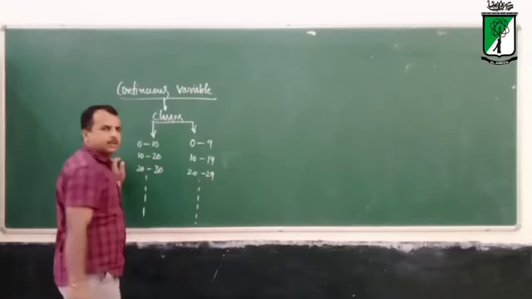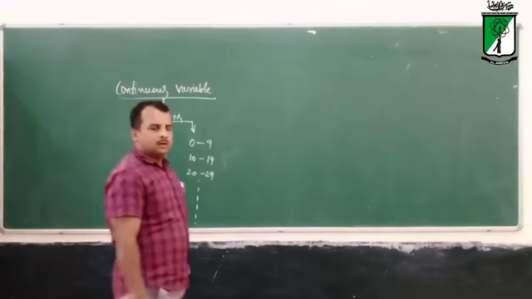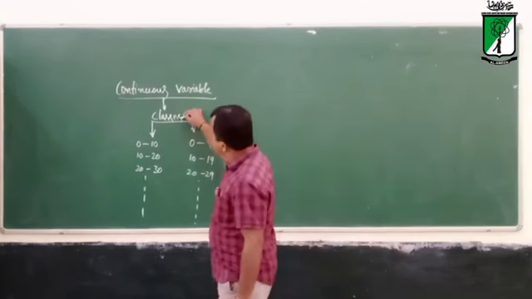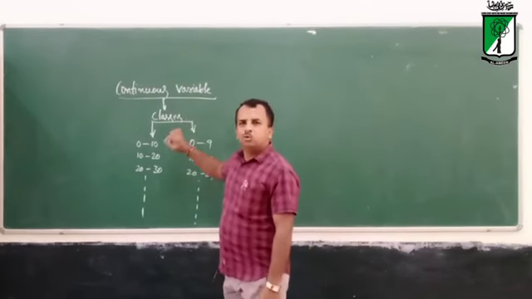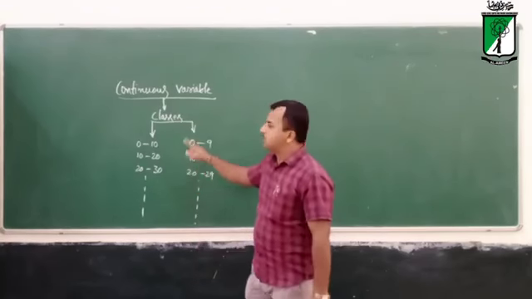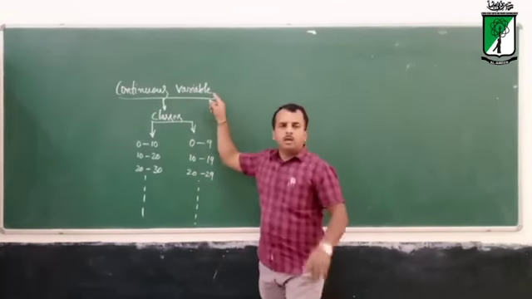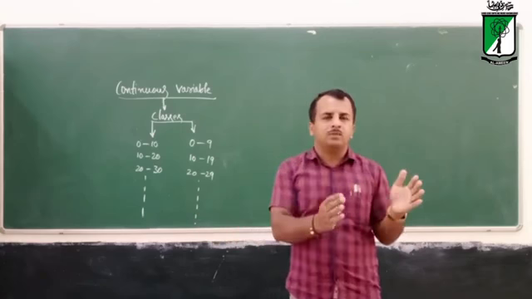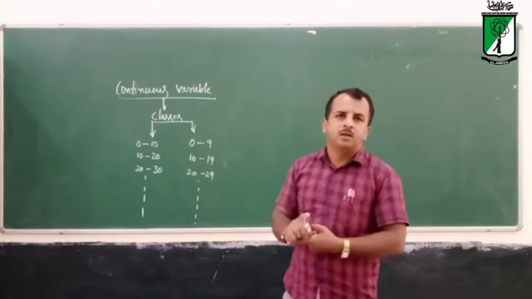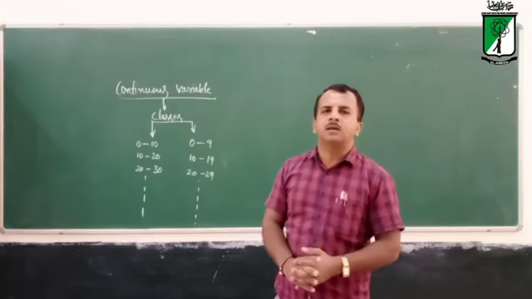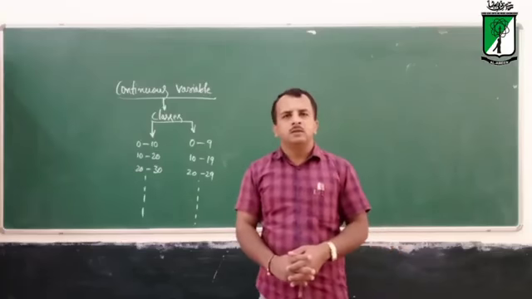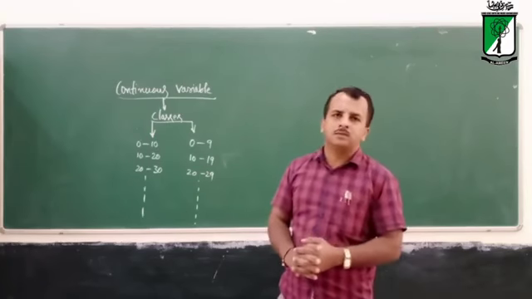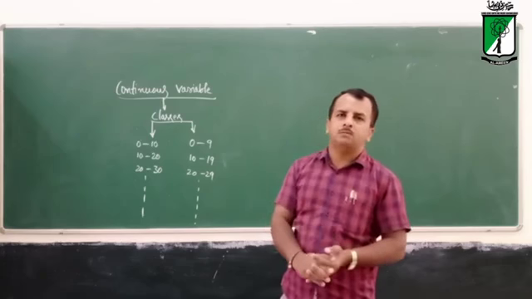Hope you are understanding. What exactly is the difference? Here these classes are in two methods. I am repeating once again: I explained about continuous variable and discrete variable with respect to classification of data. When we make a frequency distribution table, that time we use classes. In these classes under continuous variable, there are two types of methods.